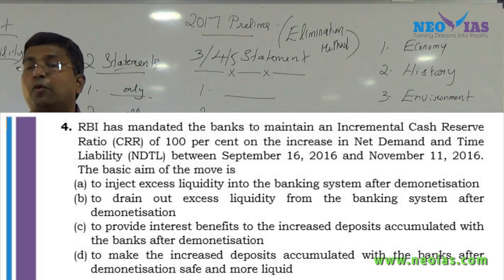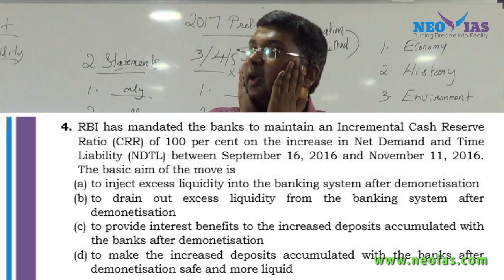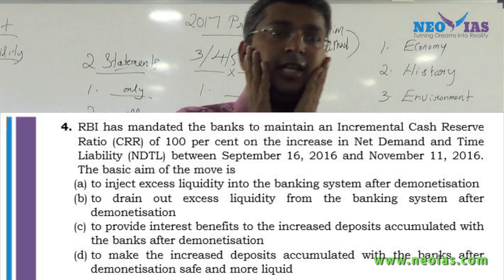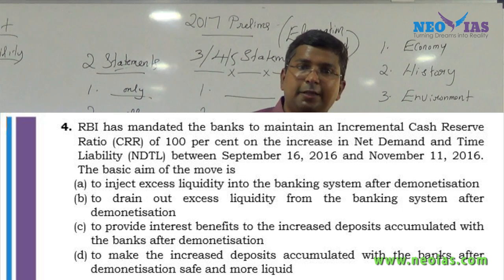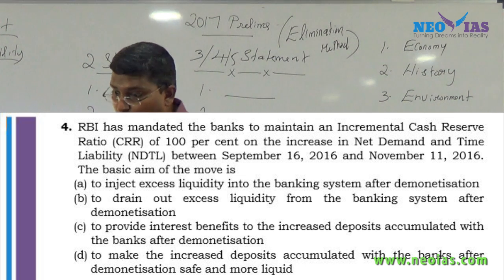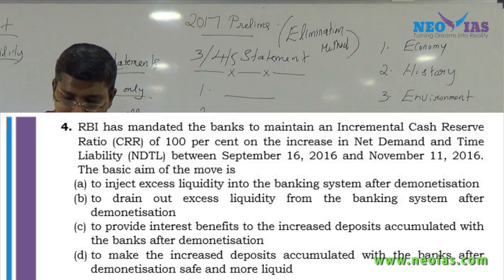Demonetization has resulted in what? What was the problem related with demonetization? It resulted in excess liquidity. So this is one of the solutions, MSS is a solution to absorb excess liquidity. This is also a solution to absorb. But you should read all the statements and then come to an answer. What is the answer?